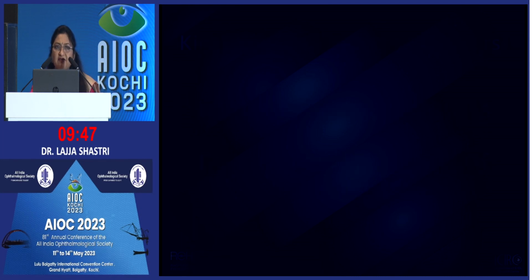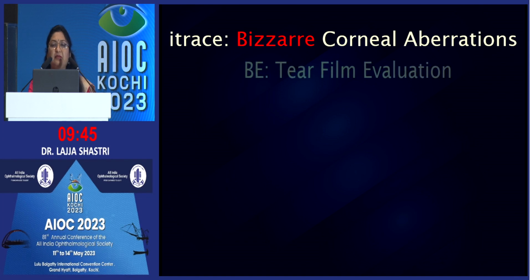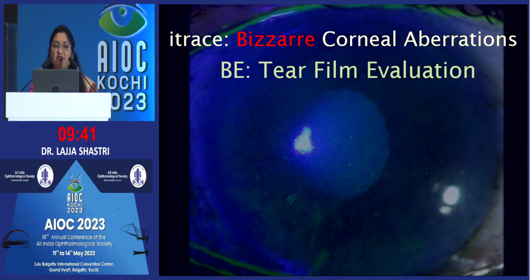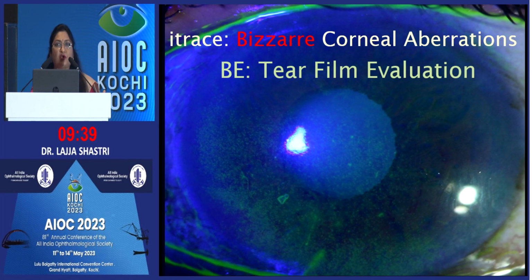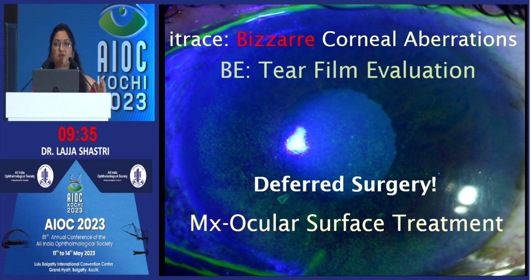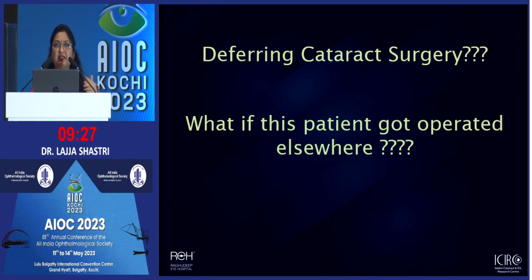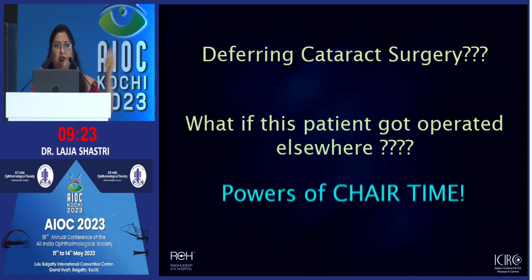When I start evaluating her, what I find is a completely bizarre corneal aberration profile, which is not surprising. On tear film evaluation, I find that this surface is not even suitable for evaluation, let alone surgery. So I decide to postpone her surgery and I'm going to put her on aggressive topical treatment for her ocular surface. Am I going crazy? This patient wants to get operated like yesterday and I'm planning to postpone surgery. Is she going to run away and get operated elsewhere?